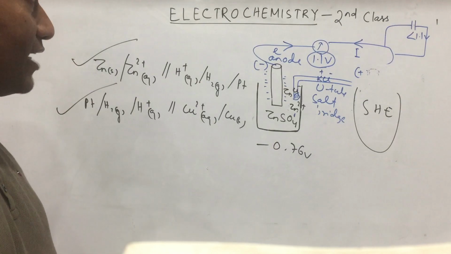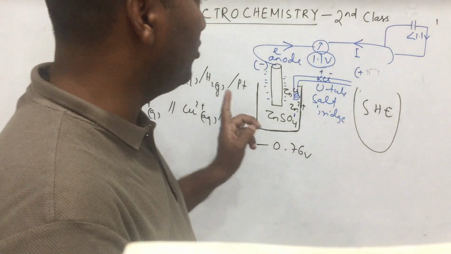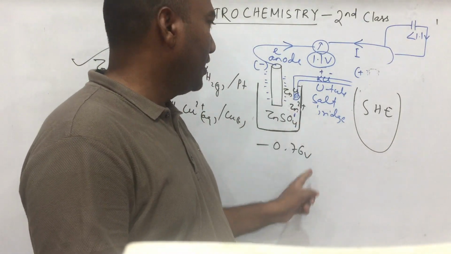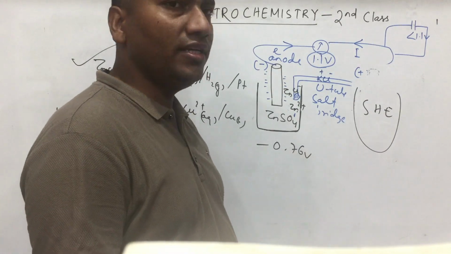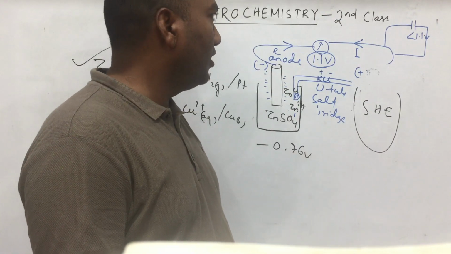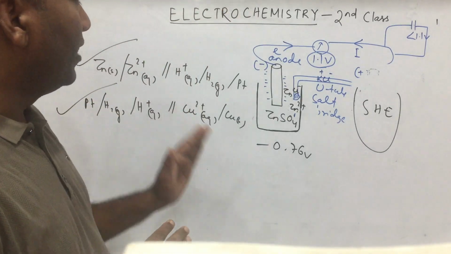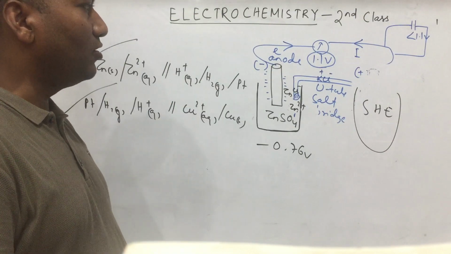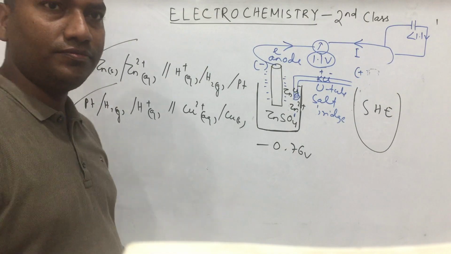Clear now? That's why in the book one question is there: how can you calculate the electrode potential of magnesium, Mg2 plus slash Mg? Directly we can use the hydrogen electrode. Clear now? So this is the meaning of the galvanic cell. Then next is the standard hydrogen electrode or normal hydrogen electrode. Clear now? Okay.